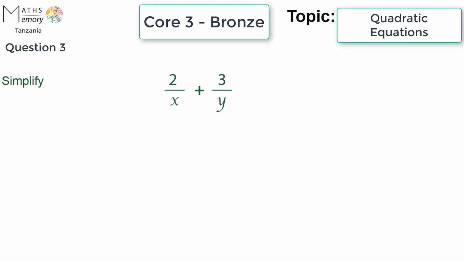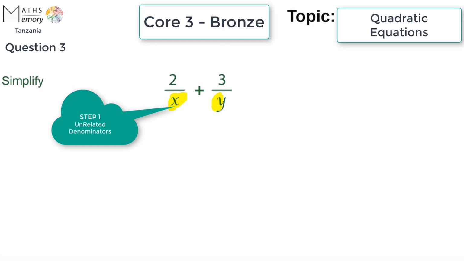So the first thing you've got to look for when you identify simplifying algebraic fractions is your denominator. You've got to look at your denominator first over here, and think, are these denominators related or unrelated? There are only 2 types, related or unrelated. And what we mean by that is, do they go into each other, are they factors of each other, or are they totally unrelated? So these two, x and y, these are obviously unrelated.